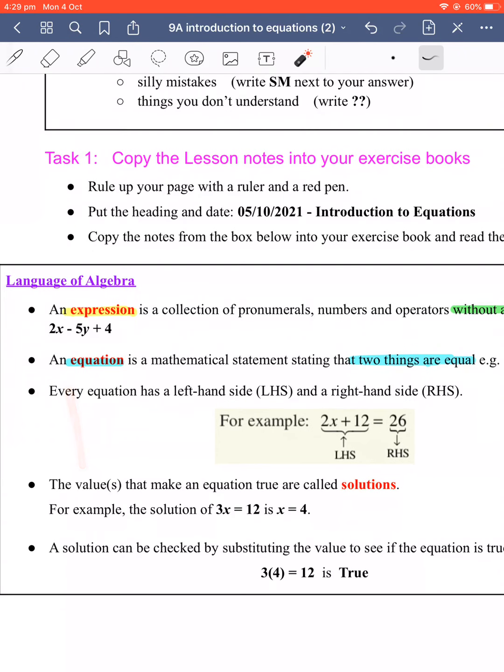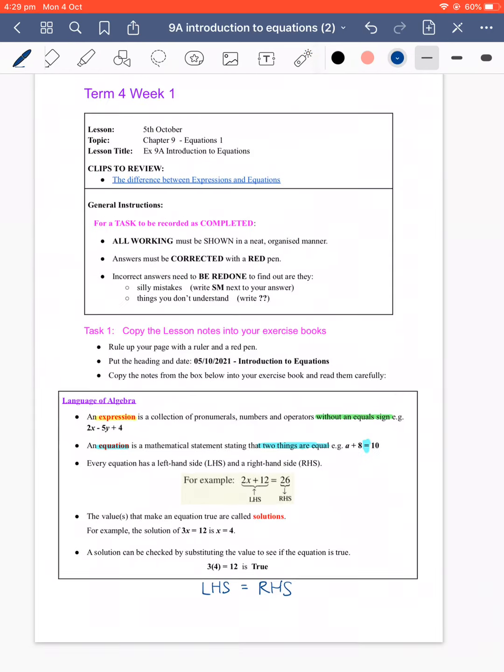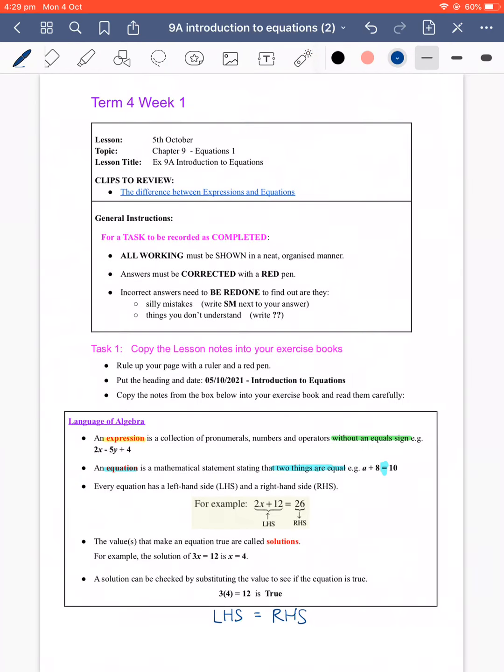So our solution, this particular number here, we can check by substituting the value in and see if it is true. So essentially, we have this lovely situation where our left-hand side, and this is what we do a little bit in algebra too, our left-hand side, particularly with equations, equals our right-hand side. Now let's go on to our examples.